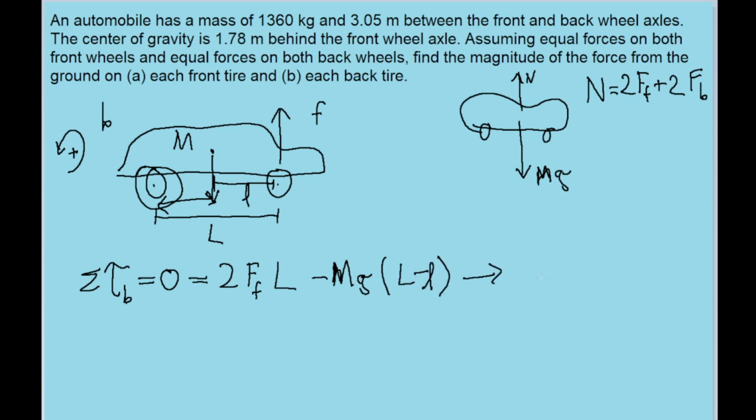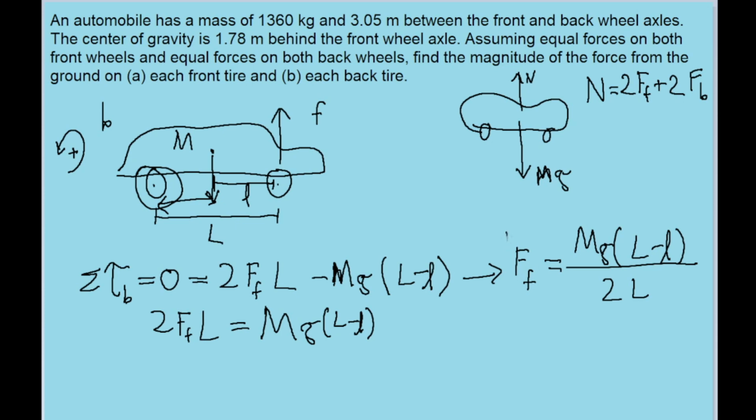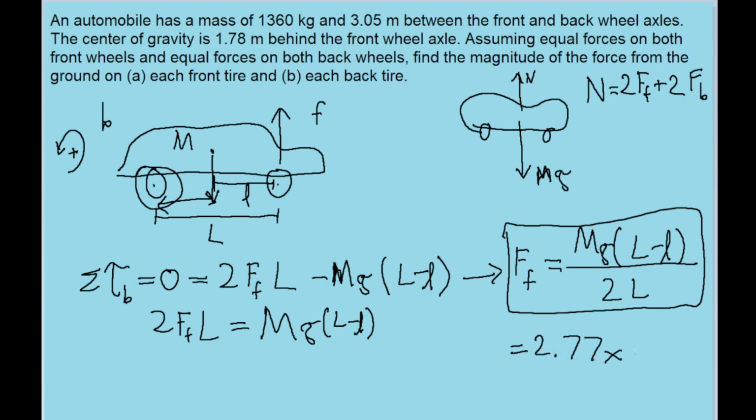And now let's rewrite this equation to solve for F sub F, because that's the thing we're asked to find in part A. This is equal to 0, so setting these two terms equal to each other, like this, now we solve for F sub F by dividing both sides by 2L. And this is the formula that we end up with. The weight of the car times the distance big L minus little l, divided by 2 times big L. If we plug this into our calculator, we find that this force is about equal to 2.77 times 10 to the power of 3 newtons.